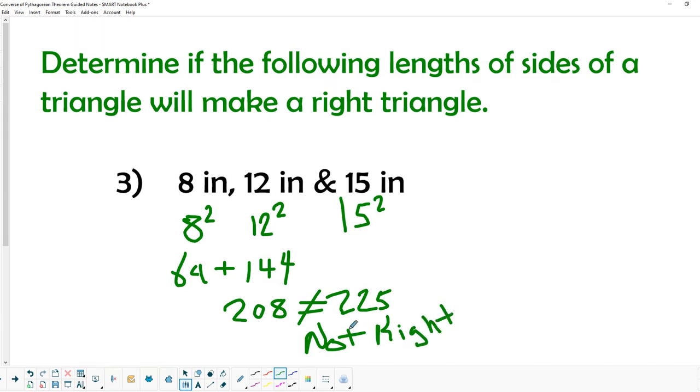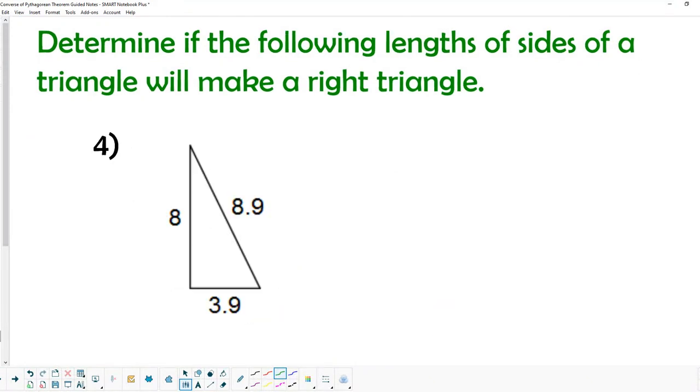So we put it's not a right triangle. Okay, how about this one? We actually have the picture. We're trying to find out, is this a 90-degree angle? And it is if a squared plus b squared equals c squared.